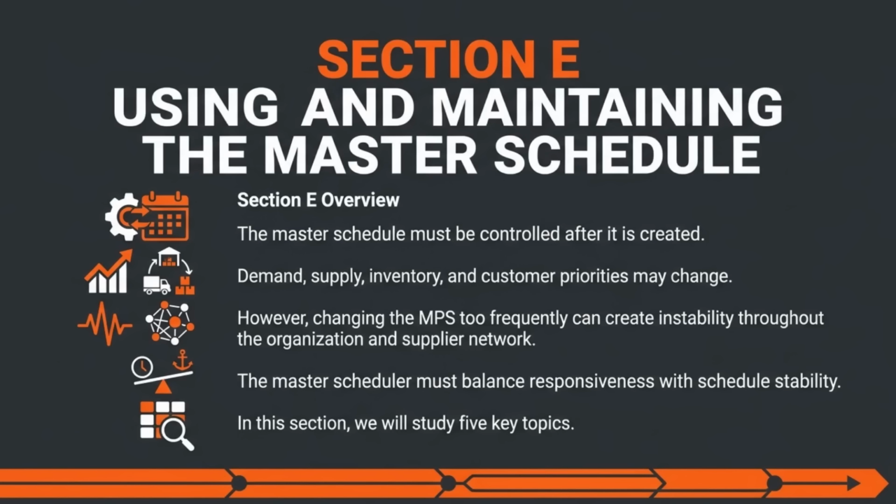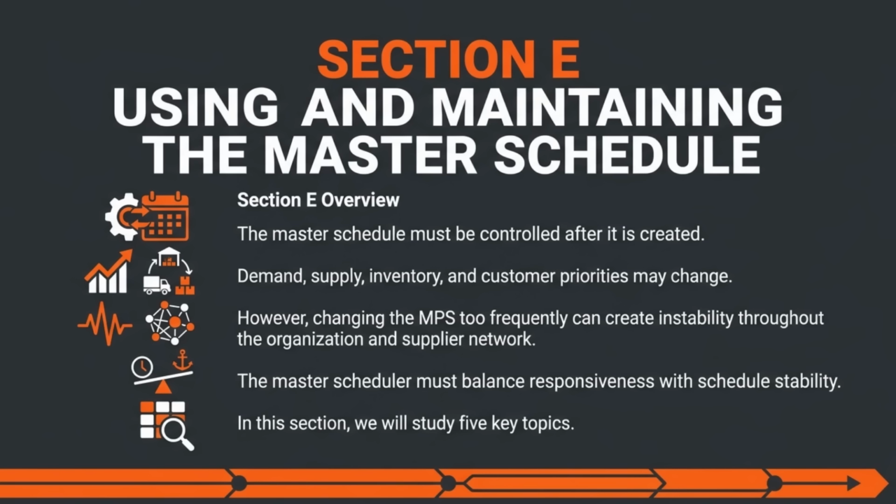Section E. Using and maintaining the master schedule. Section E. Overview. The master schedule must be controlled after it is created. Demand, supply, inventory, and customer priorities may change. However, changing the MPS too frequently can create instability throughout the organization and supplier network. The master scheduler must balance responsiveness with schedule stability.